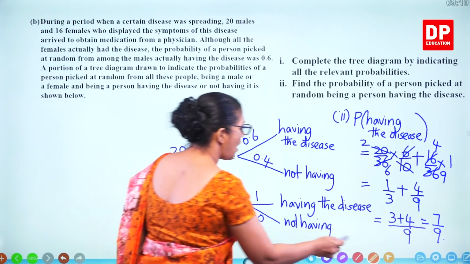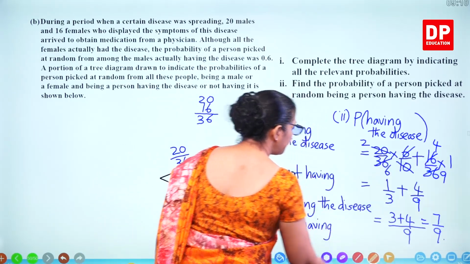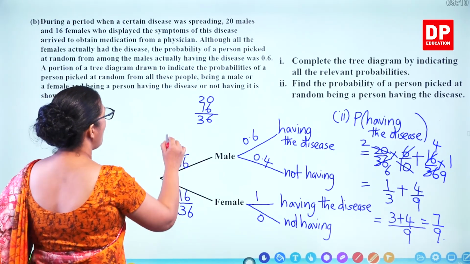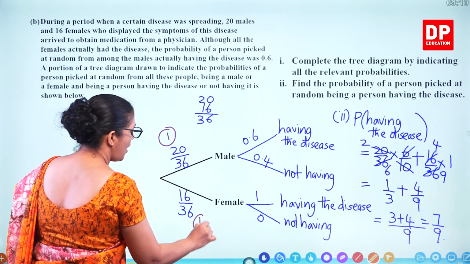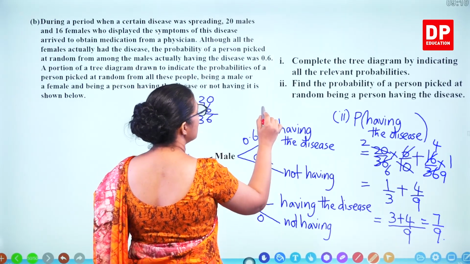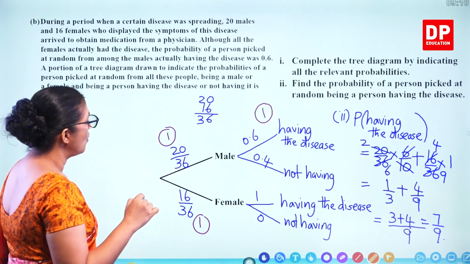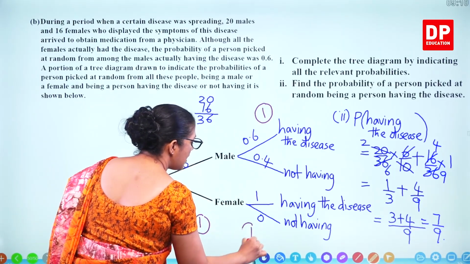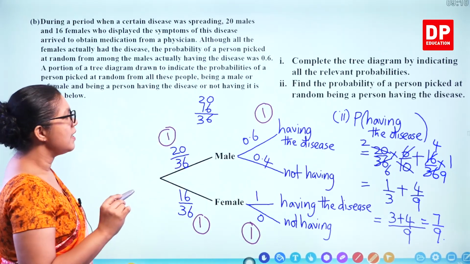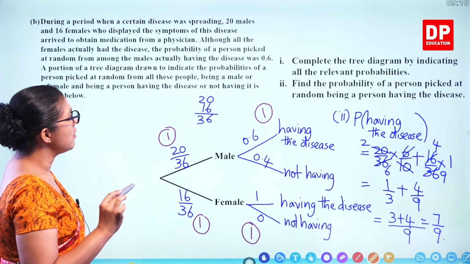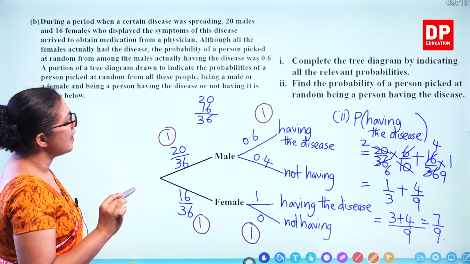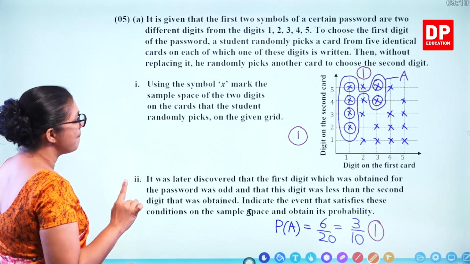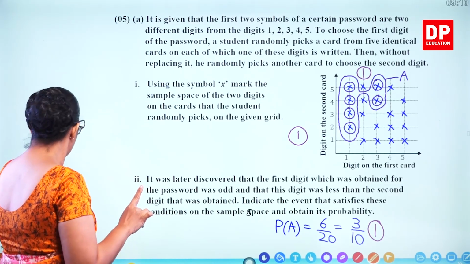So now we'll see how you get marks. You get 1 mark here, 1 mark and 1 mark for this step. And showing all these branches, everything, another 1 mark for the tree diagram. Complete tree diagram, 4 marks. And then earlier we gave 2 marks. So 6.